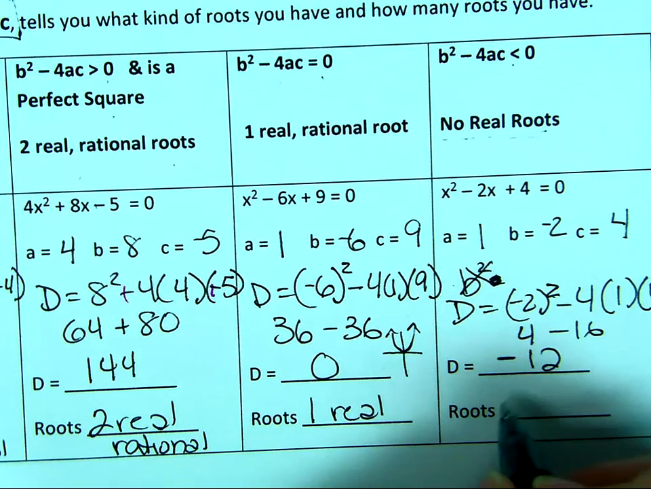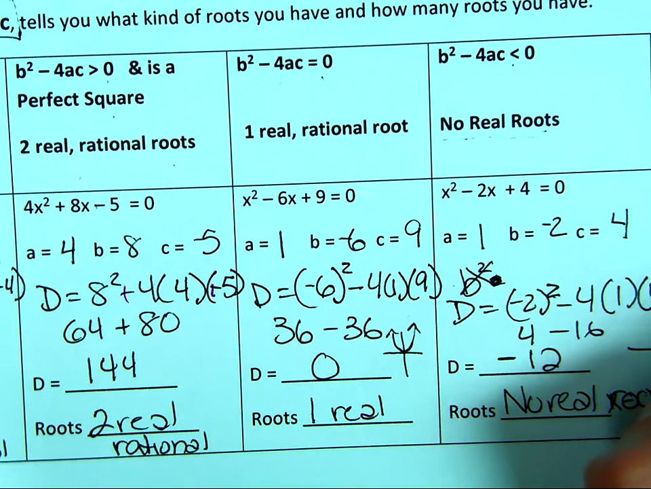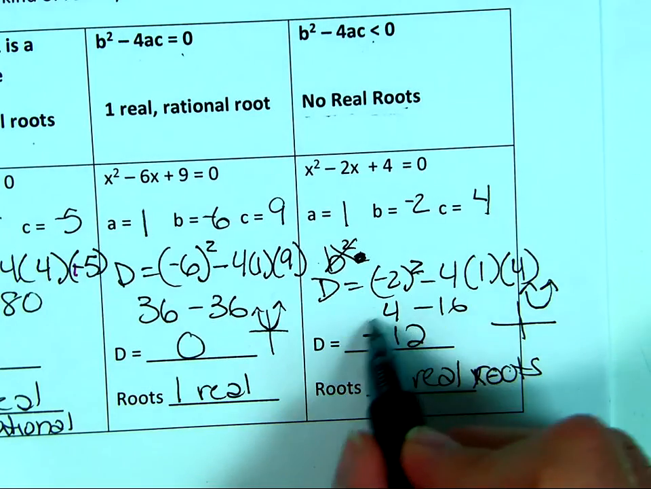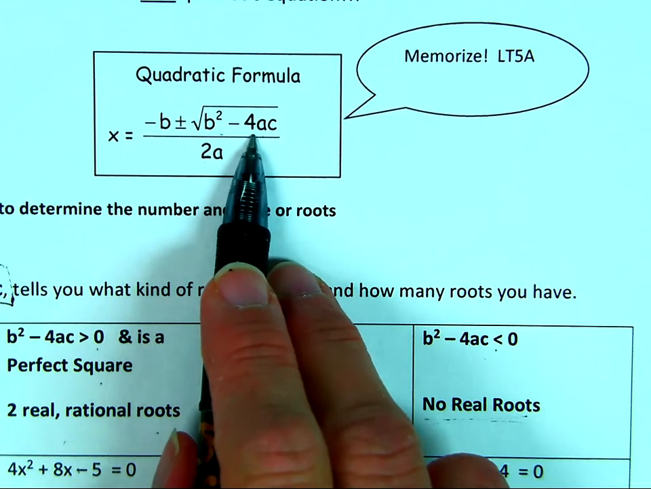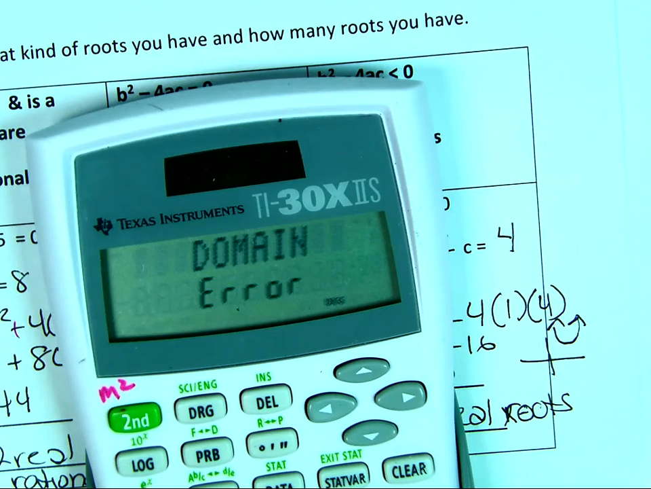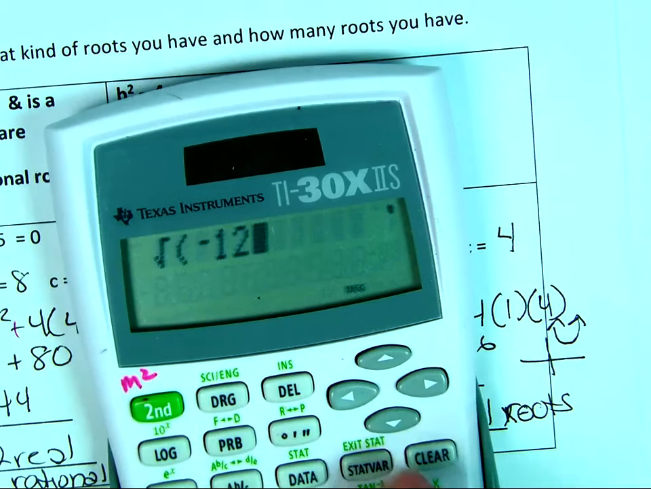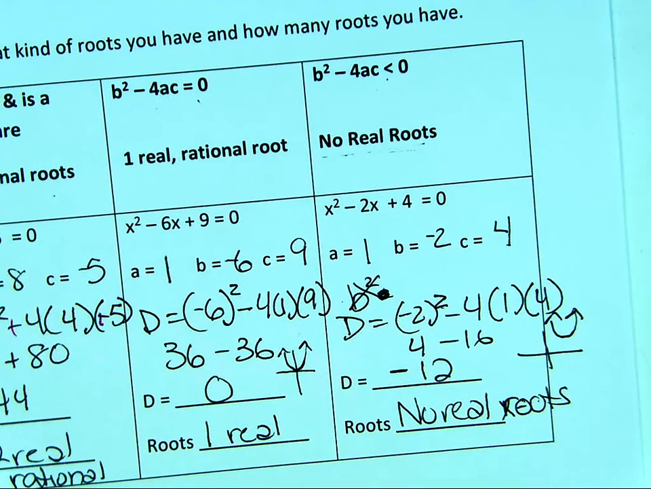And that means we have no real roots or no x-intercepts. That's the kind that doesn't even hit the x-axis. It'll be up there somewhere. And the reason for that is because when you remember our formula, the b squared minus 4ac is underneath the radical sign. And if you put a -12 underneath the radical sign, it gives you an error, because there's no way to have a number times itself that equals a negative number. So that's why that is no real roots.